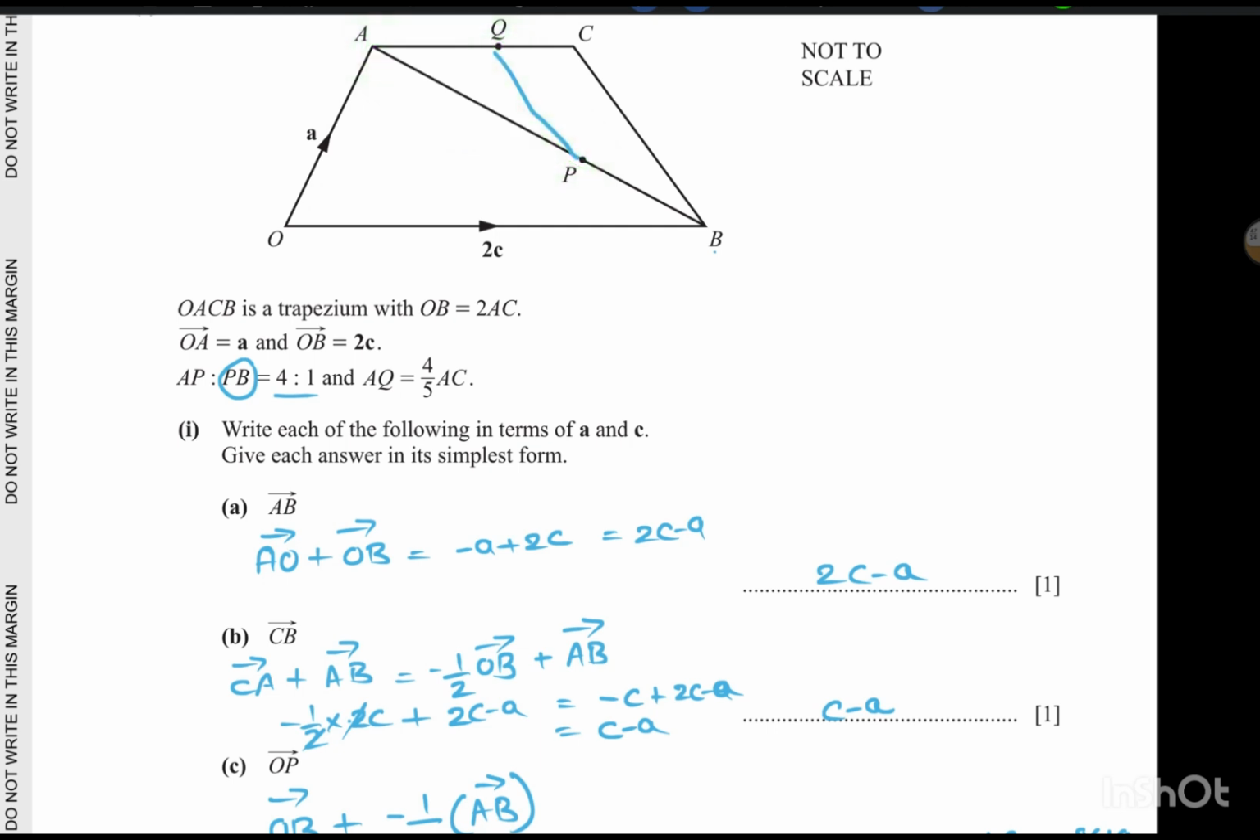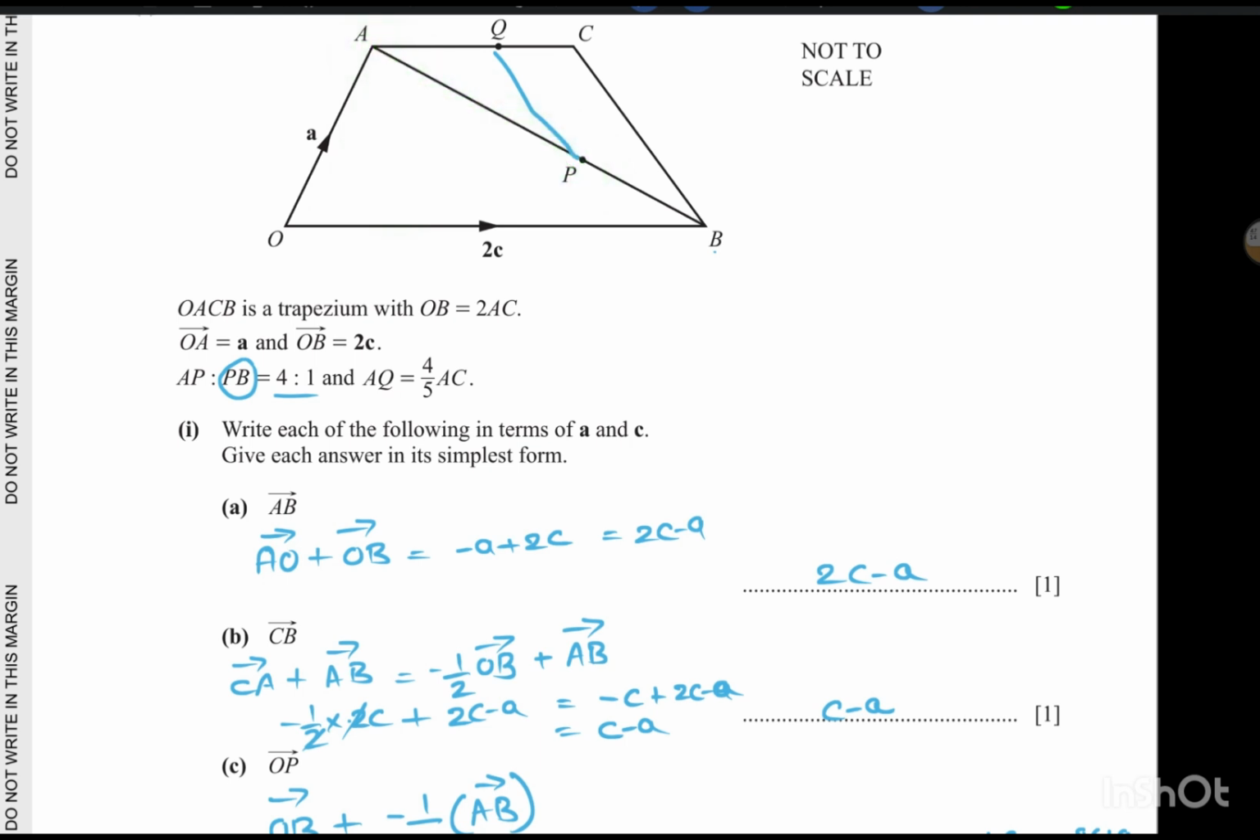Now what is QA? QA is part of AC here, because AQ is 4 by 5 AC. So QA will be negative 4 by 5 AC. And AP is 4 parts out of 5 parts, so it is 4 by 5 into AB. So AP will be 4 by 5 multiplied by AB.